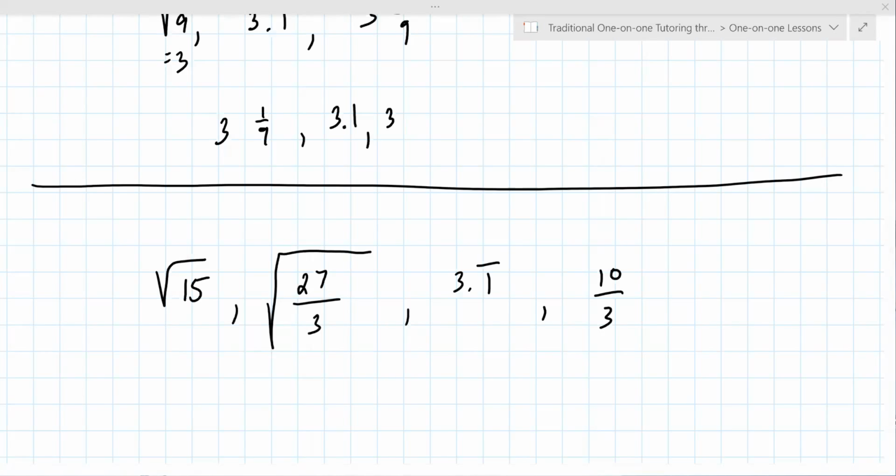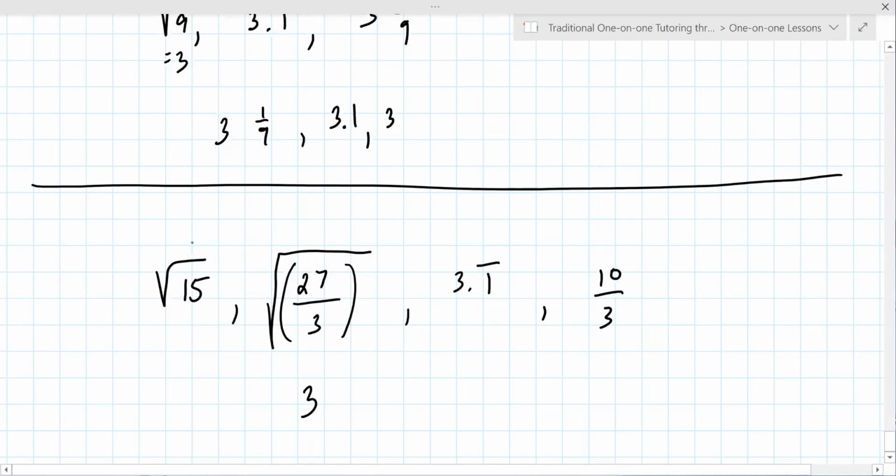Is that the square root of 27 over 3? Yes, but this one you actually need to divide first. We need to divide the 27 by 3. Okay. So what is 27 divided by 3? 9. So what's the square root of 9? Square root of 9 is 3. So it's 3.